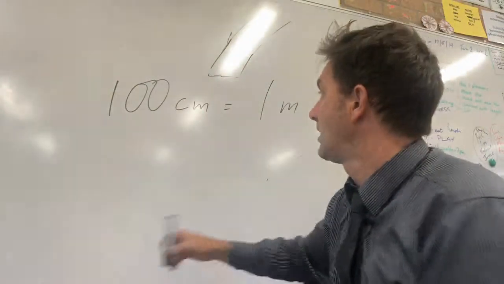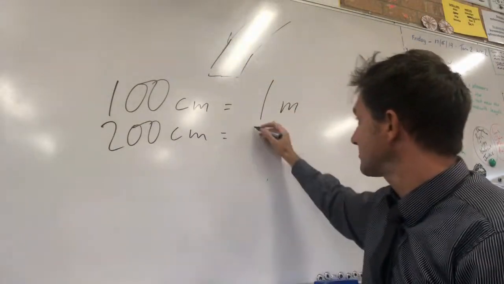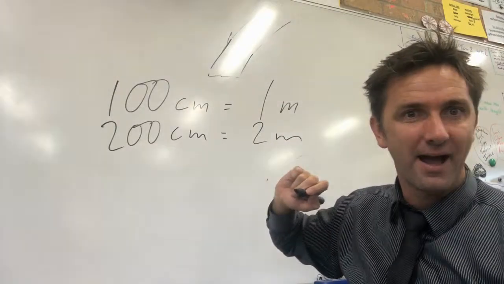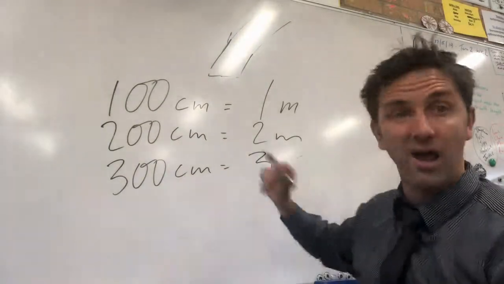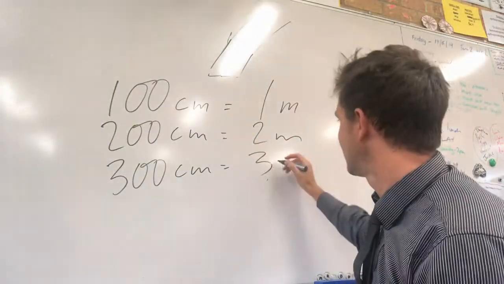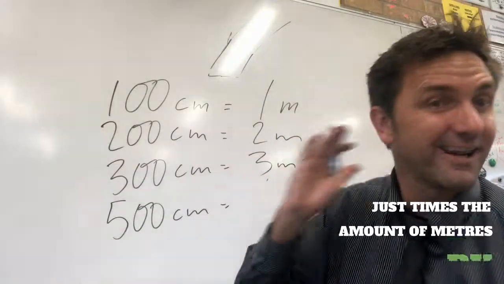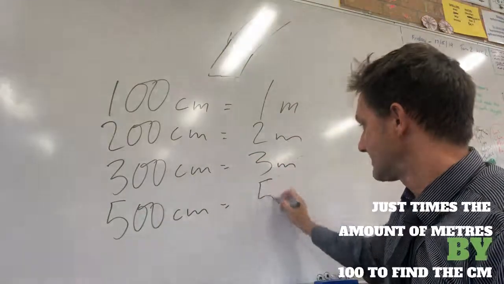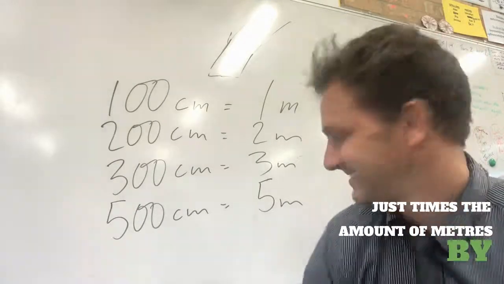So once you know there's 100 centimetres in a metre, you can go, 200 centimetres equals 2 metres. And then 300 centimetres equals 3 metres. 500 centimetres equals 5 metres. Okay, I hope that's helpful.